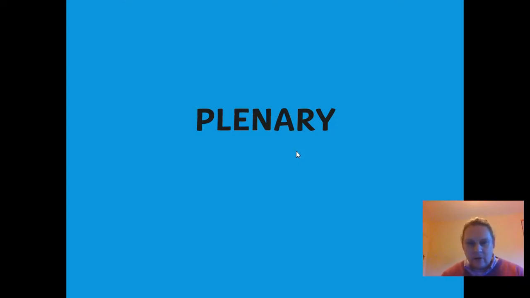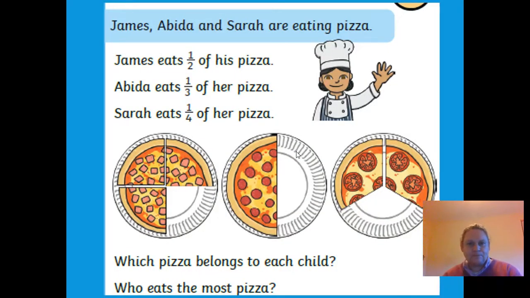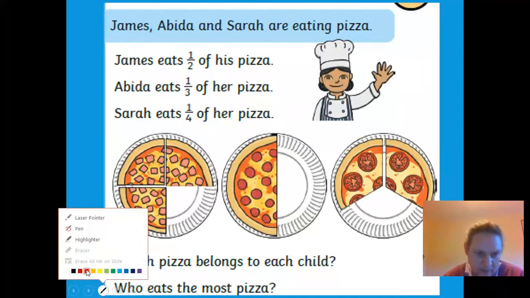Okay, so going on with our plenary. Okay, we've got James, Adiba, and Sarah eating pizza. James eats half of his pizza. Adiba eats a third of her pizza. Sarah eats a quarter of her pizza. Now, what we need to do is match which pizza belongs to which child. Okay, let's get our pen.